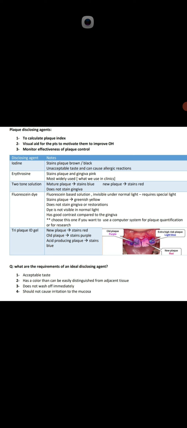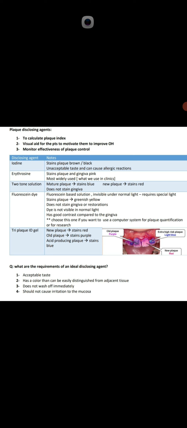Now come to the disclosing agents and their details. First is iodine. When we apply iodine on the teeth, it stains the plaque brown or black, but it is unacceptable. Why? Due to its unacceptable taste and because it causes allergic reactions. Second is erythrosine. This is the most widely used in clinics, and it stains plaque and gingiva pink.